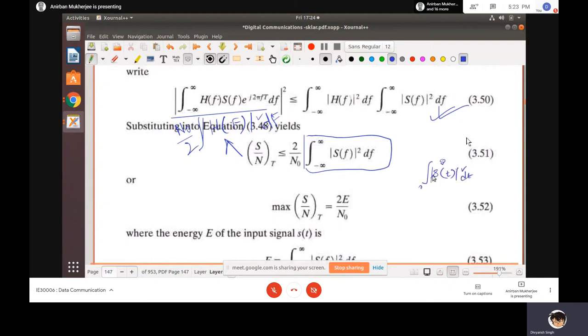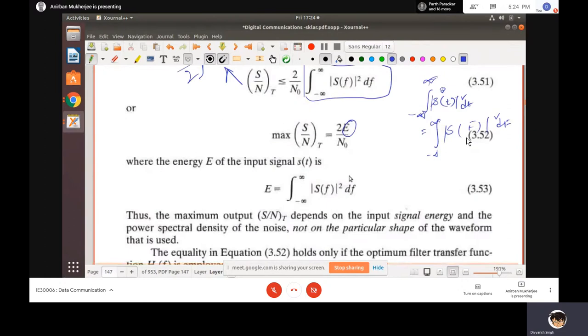If you remember, the integral of mod s(t) square dt from 0 to T is equal to the integral from minus infinity to plus infinity of mod S(f) square df. That is the energy concept. So I can write this as E, the energy of the symbol or signal, and the maximum signal to noise ratio is 2E by N0. Please remember that the maximum SNR depends on the input signal energy, not on the particular shape of the symbol waveform, and also on the power spectral density of the noise. That means signal energy divided by noise spectral density.